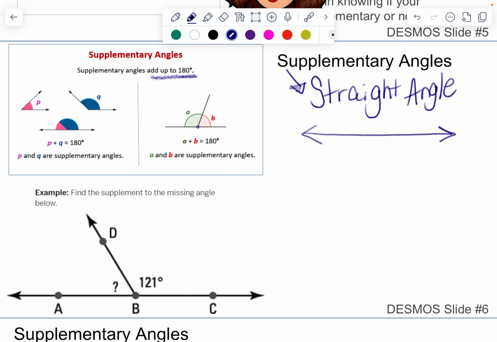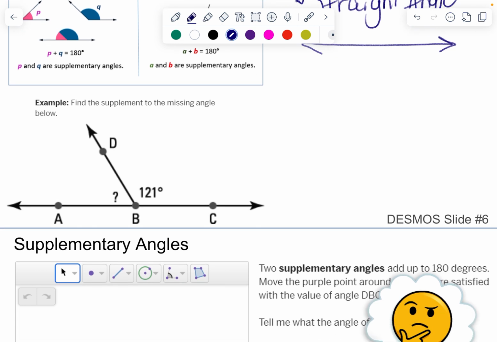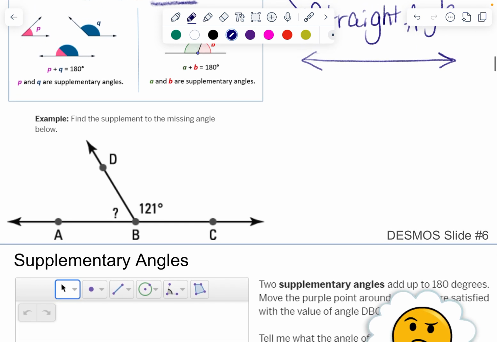But the biggest thing with supplementary angles that I want you to do, if you will do this, you will not struggle with this. Put your pencil up right here and draw this arc. Draw your arc, because that means that this question mark plus this 121 has to equal 180. Well, then what does that mean we're going to do? That means we're going to take 180 degrees and subtract 121 from it.